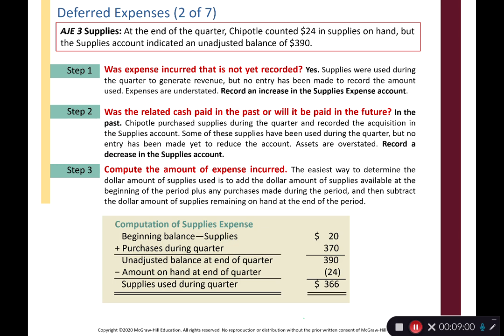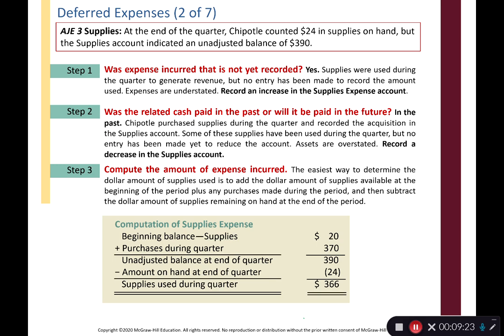Step 2 is, was the related cash paid in the past, or will it be paid in the future? Well, if we bought the supplies in the past, the cash changed hands in the past. So we now need to make an adjustment to reduce those supplies. Compute the amount of expense incurred. Well, to do that, we're going to compare what we had in the past to what we have at the end.